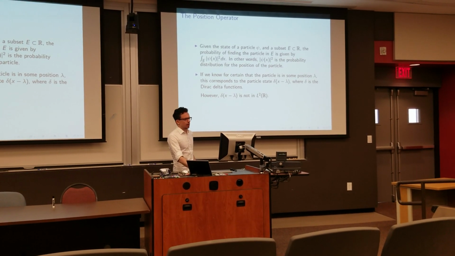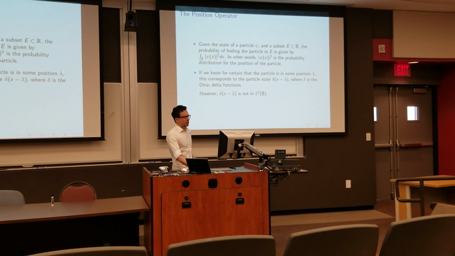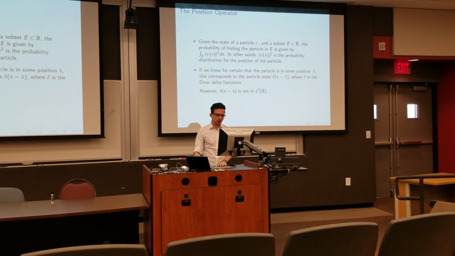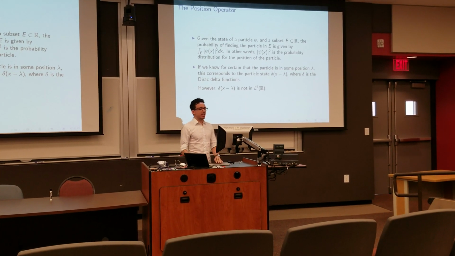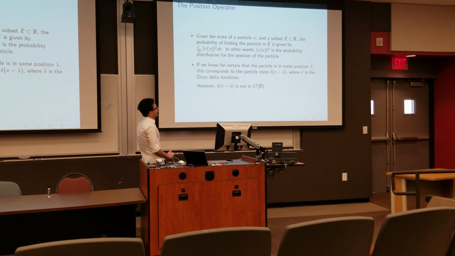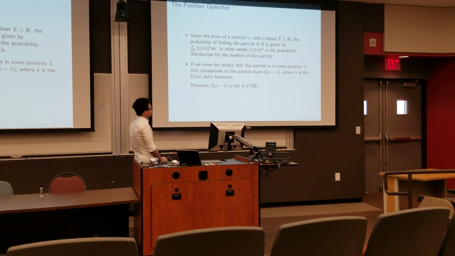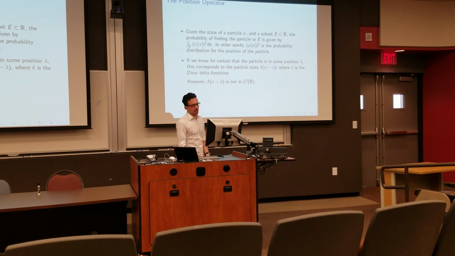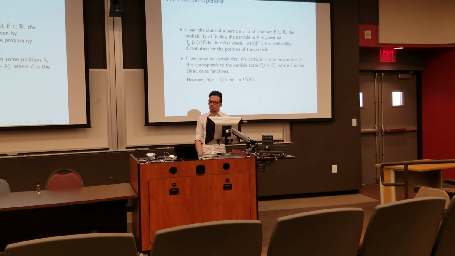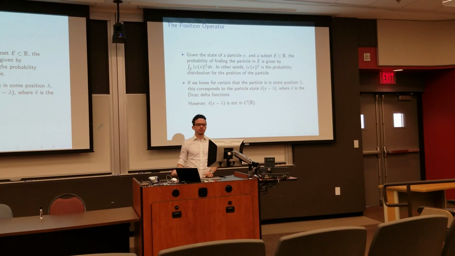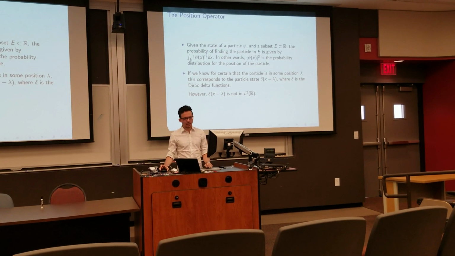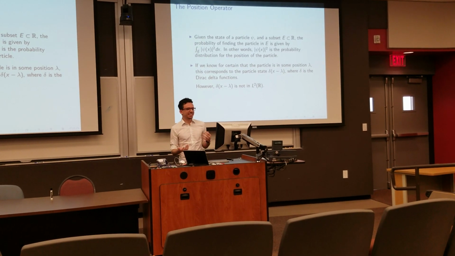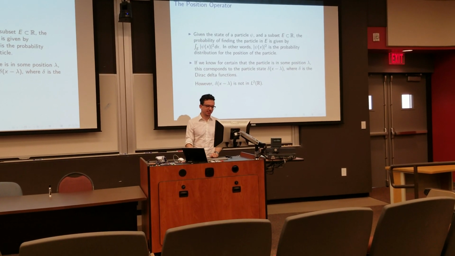One simple example is that, say we know for certain that a particle is in one position. Then that corresponds to the state delta of x minus lambda, where delta is a Dirac delta function. But there's an issue in that delta isn't actually in our Hilbert space. But we want this to be a valid state that our particle can achieve. That can be fixed by considering something called rigged Hilbert spaces, but I'm not going to talk about that.